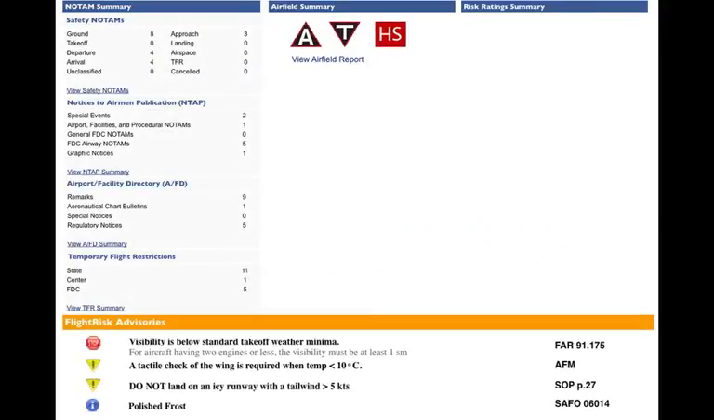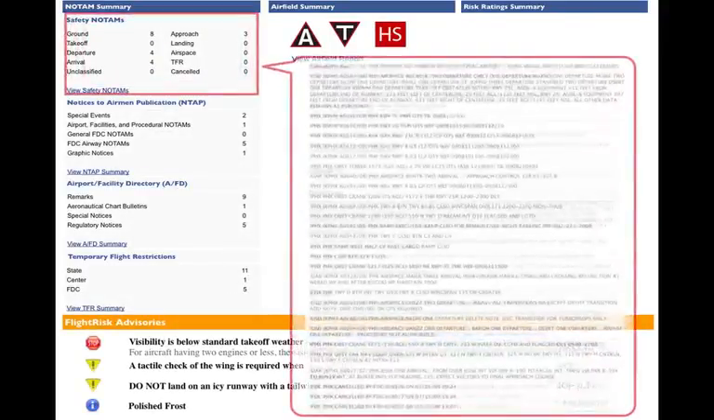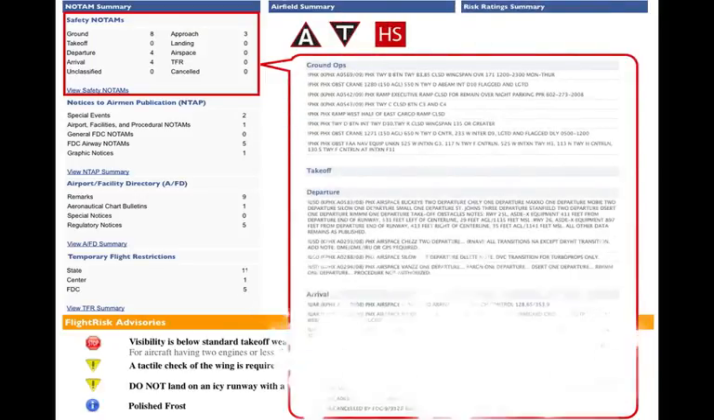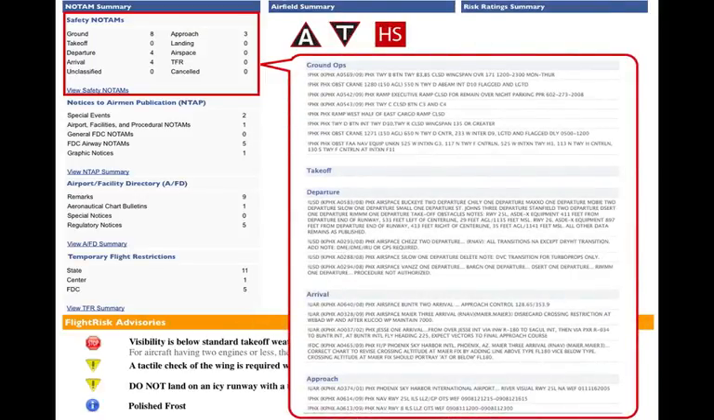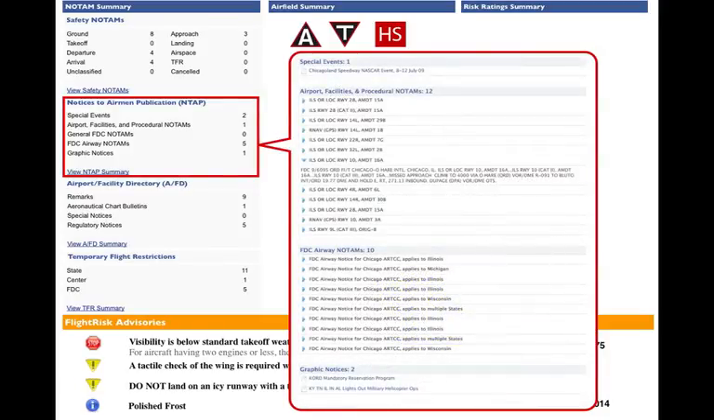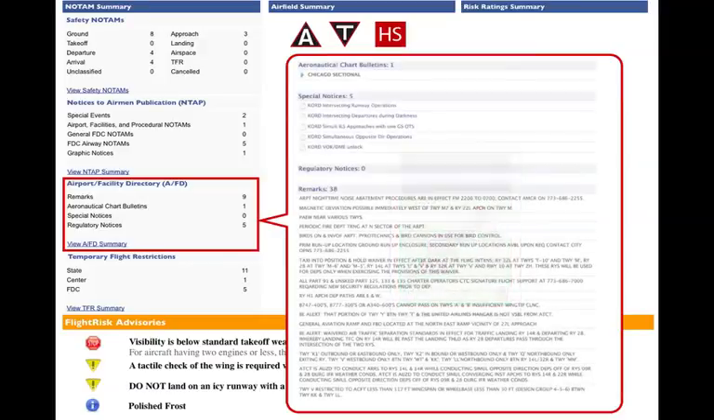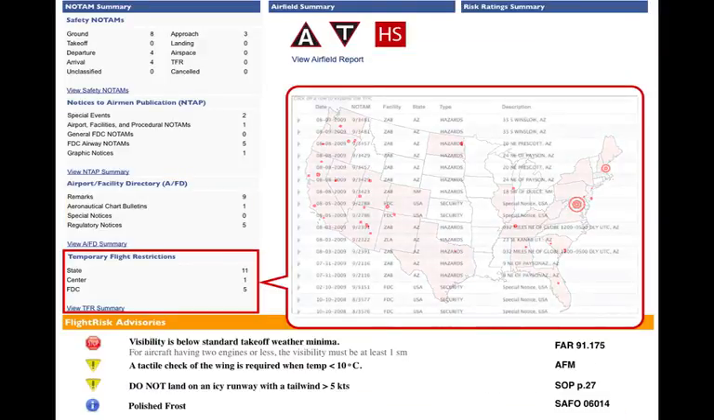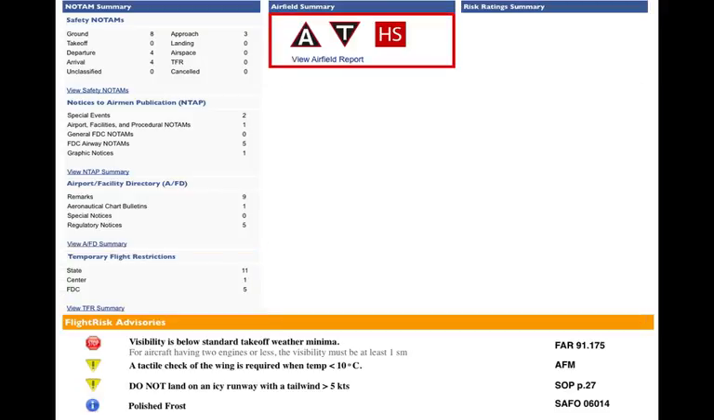For example, FlightRisk retrieves the raw FAA NOTAMs, then sorts them by phase of flight. This makes it much easier to find the information you need. FlightRisk highlights the applicable information in the Notices to Airmen publication based on the airfield and time that you select. This publication is important because once information is published in the NTAP, it will be removed from the FAA Safety NOTAM system.